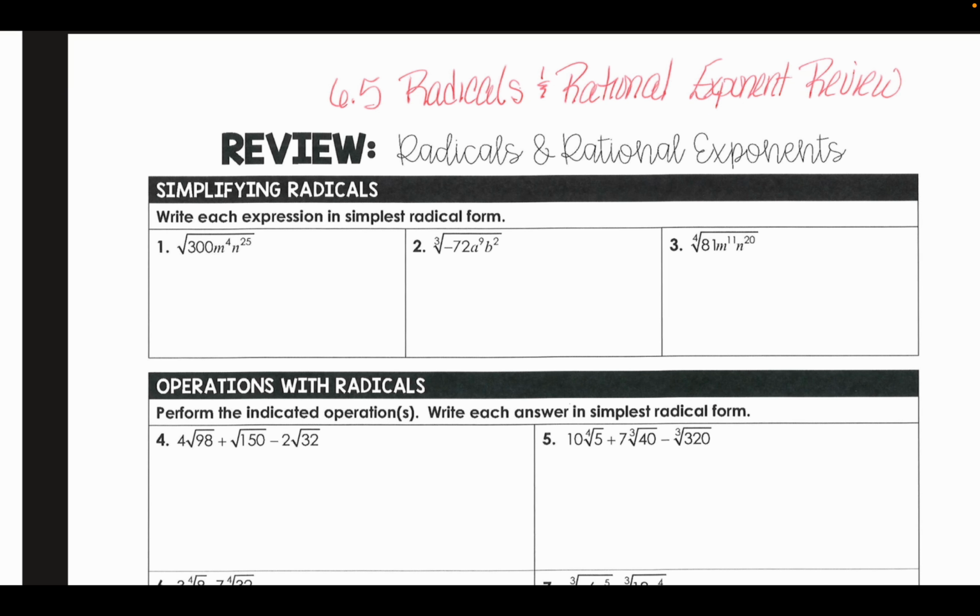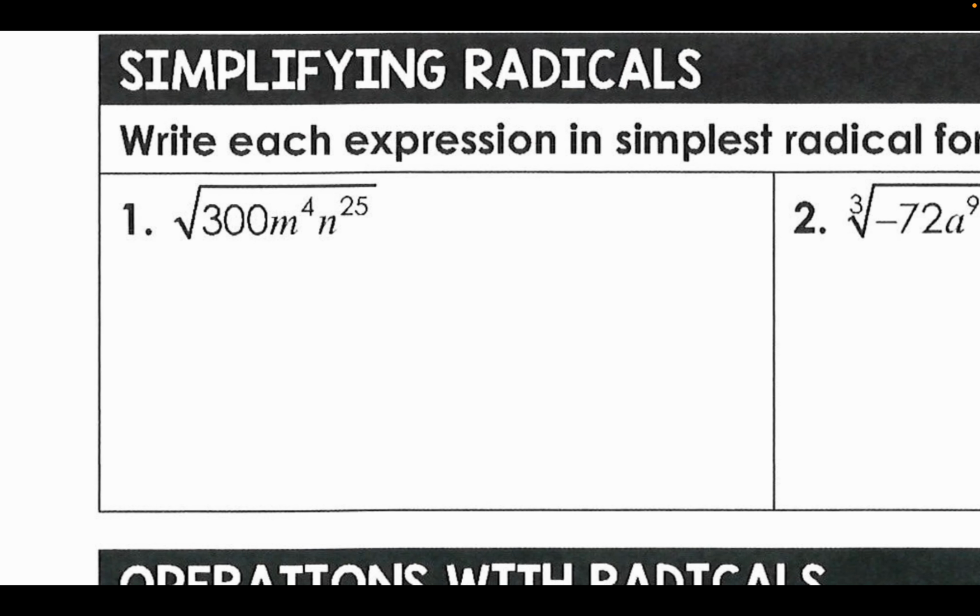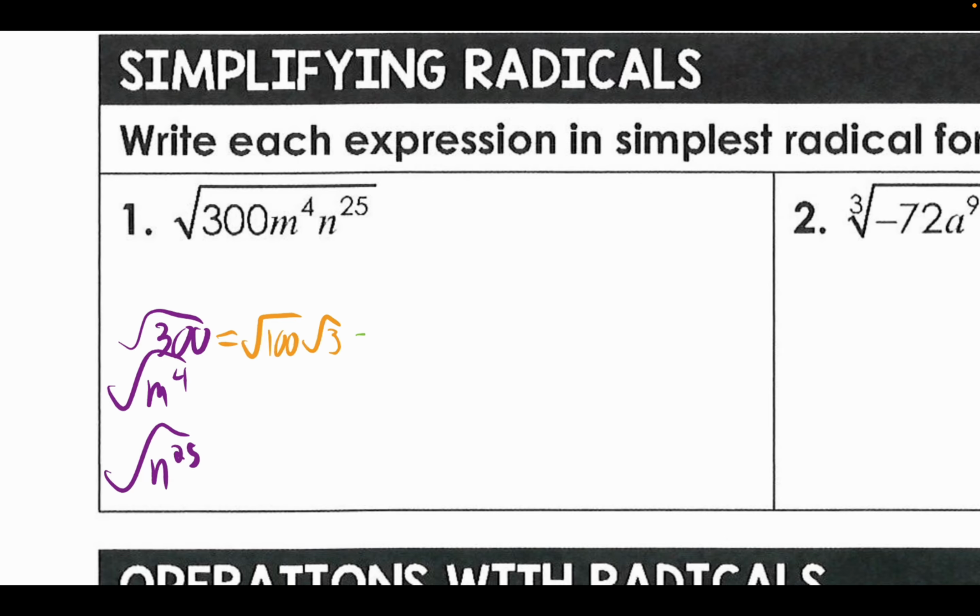So numbers 1, 2, and 3, we're simplifying these radicals. So let's take these part by part. So square root of 300 m to the 4th, n to the 25th. So square root of 300, square root of m to the 4th, and square root of n to the 25th. So square root of 300 would be the square root of 100 and the square root of 3, which is 10 times the square root of 3, because 100 is a perfect square.